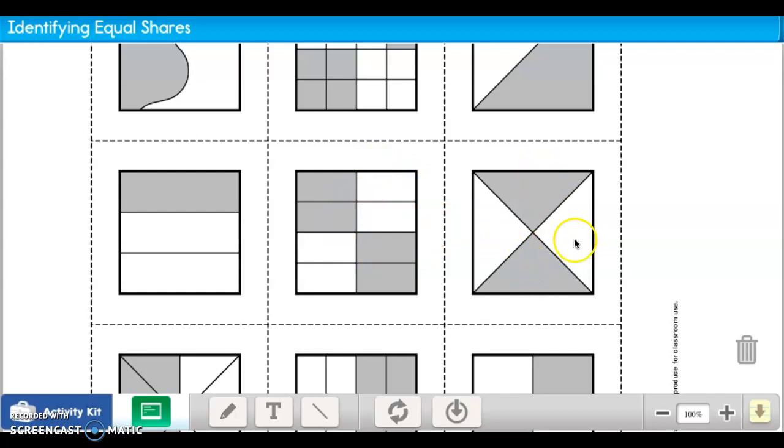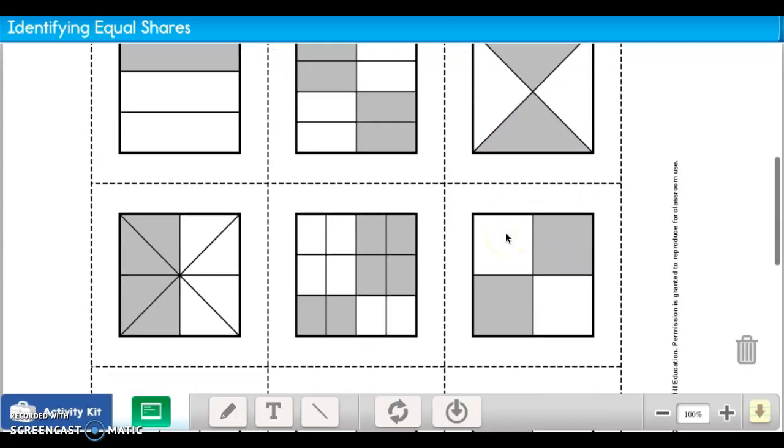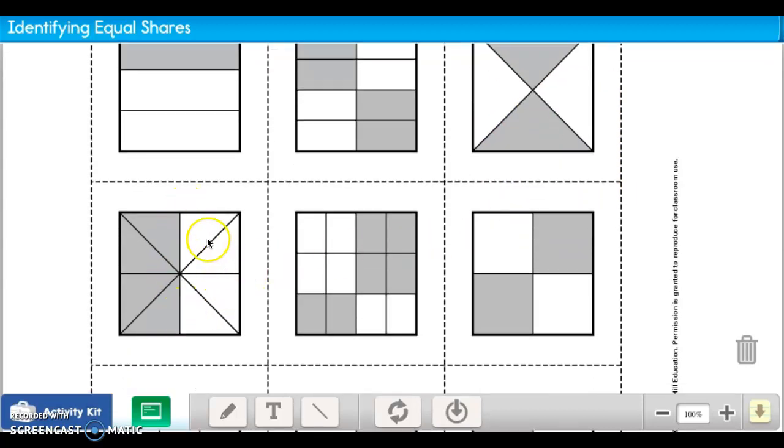How about these? 2 shaded, 2 not shaded. These are equal. How about this? Are these equal? Yes, they are. These are equal.